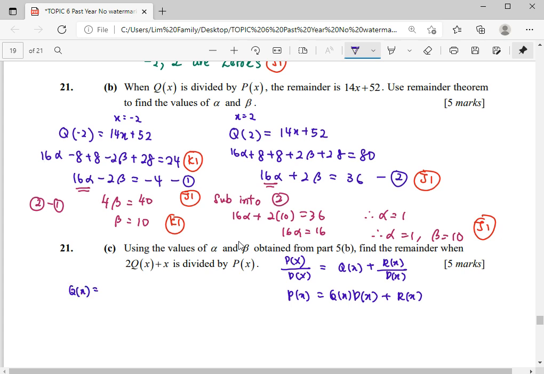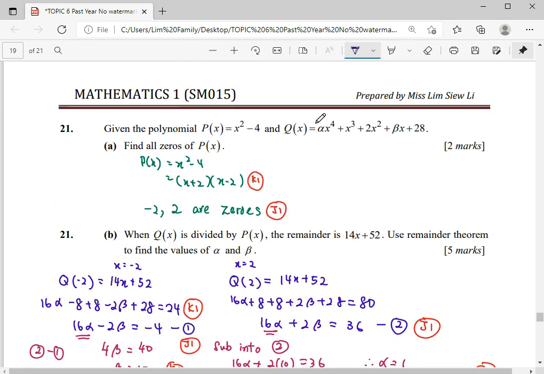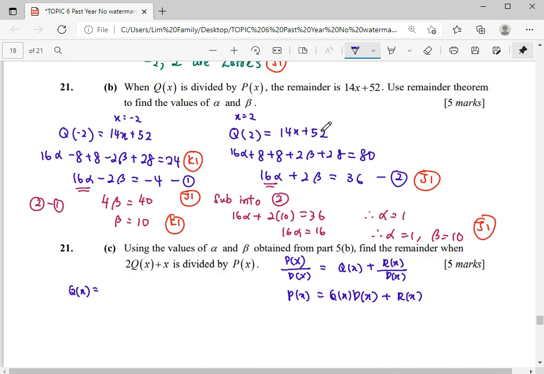Okay, so we get our polynomial first. Our polynomial, using our alpha and beta, is alpha is 1, so x to the power of 4, then plus x cubed, then plus 2x squared, then beta 10x plus 28. So this is our polynomial. And our divisor is our px, because it is divided by px.